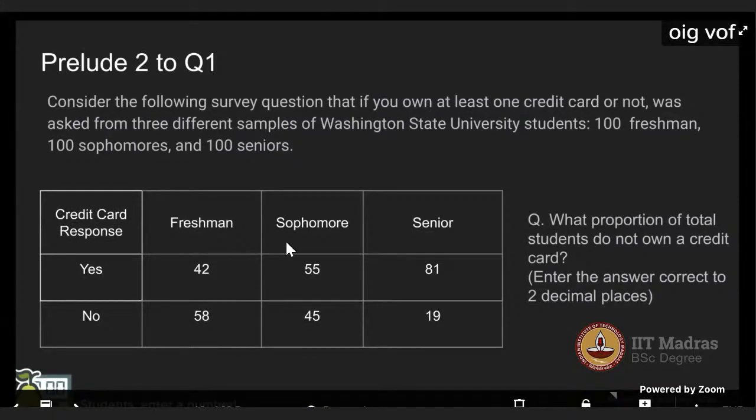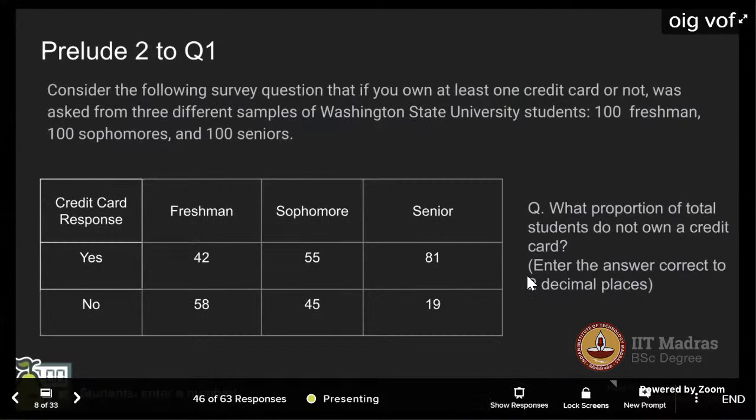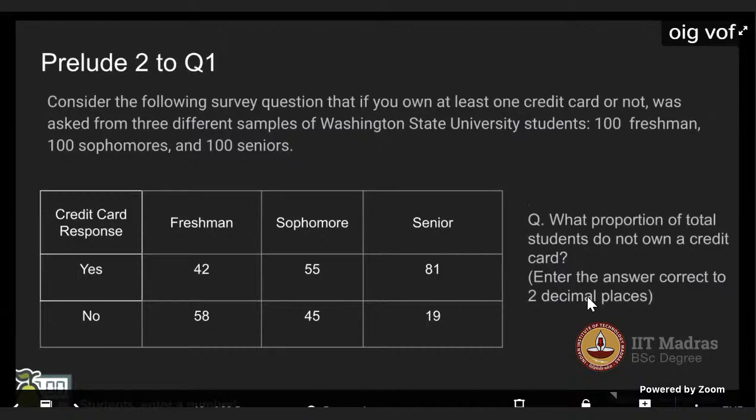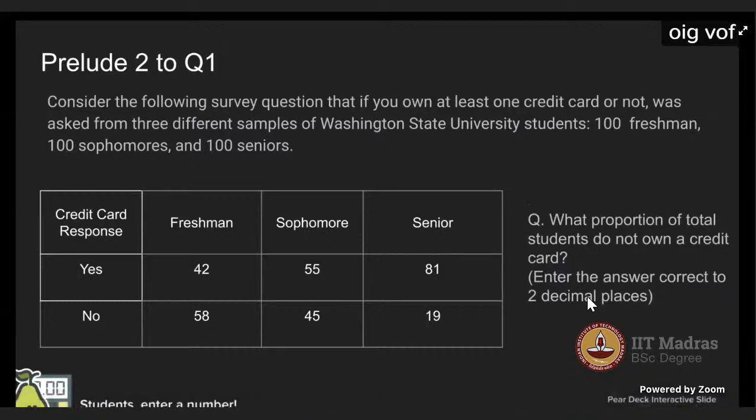Excuse me, sir. Do we just type the answer, or do we have to submit? There is a submit option here. No, there is no submit option, right? You just have to answer. I think if you type, it will be stored in the data.